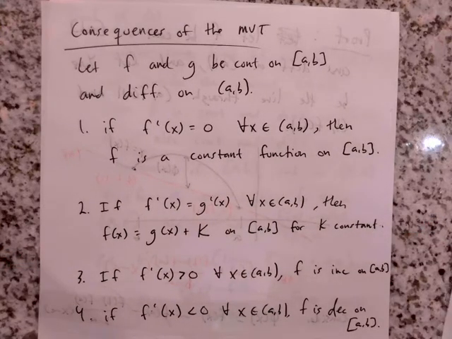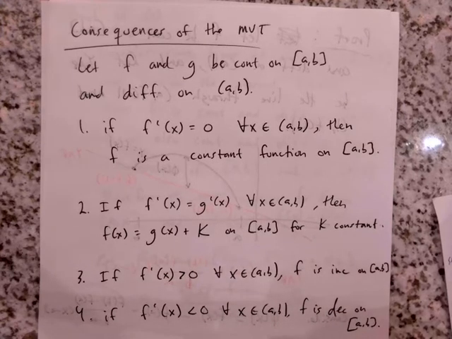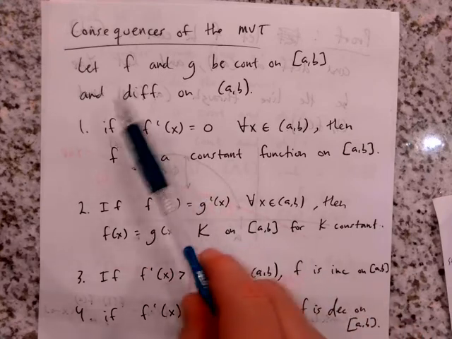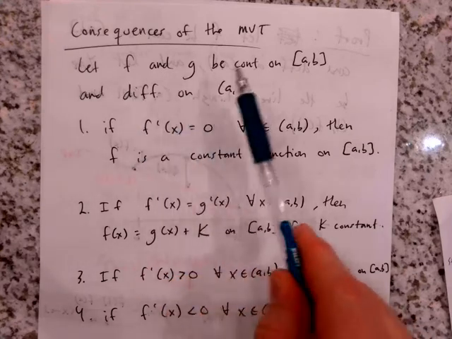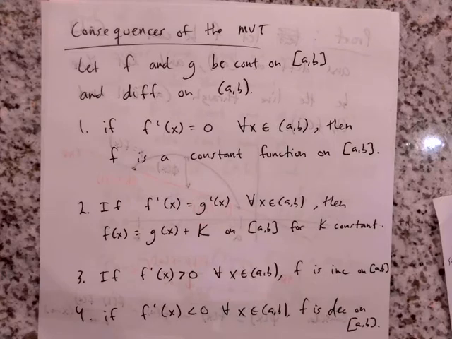Here are some of the consequences of the mean value theorem. All of these are actually pretty clear just by common sense and geometry, but the mean value theorem is how you would prove them algebraically. So first off, let f and g be continuous on the closed interval and differentiable on the open interval, which means that the mean value theorem applies for those functions.